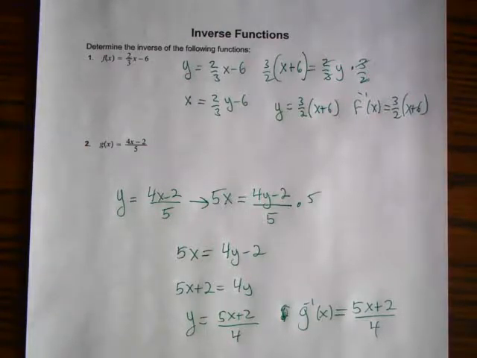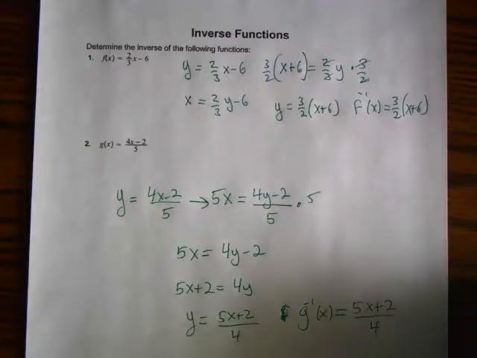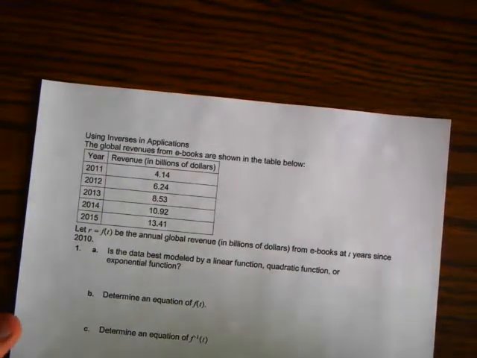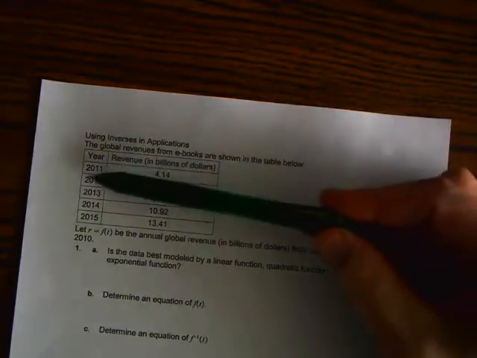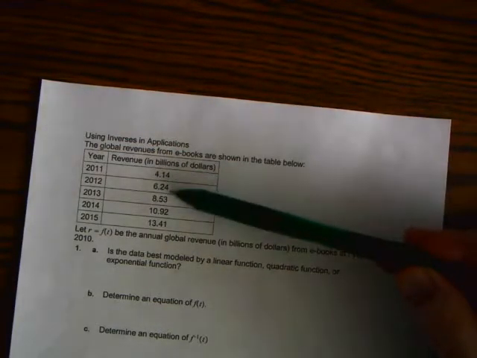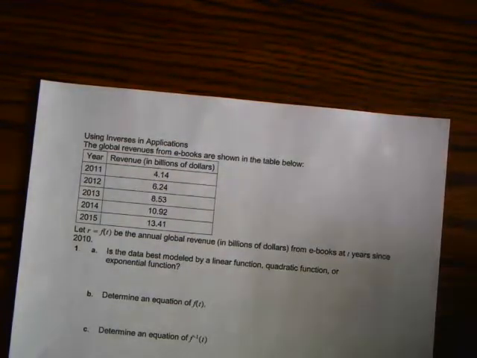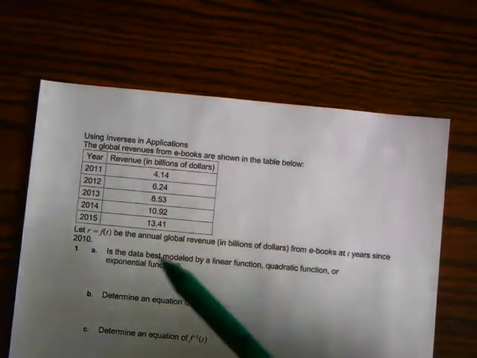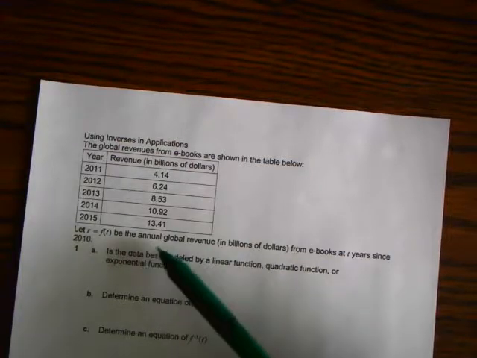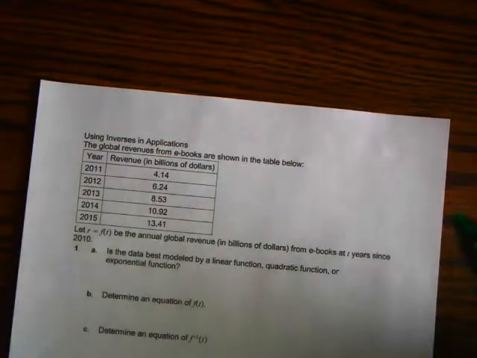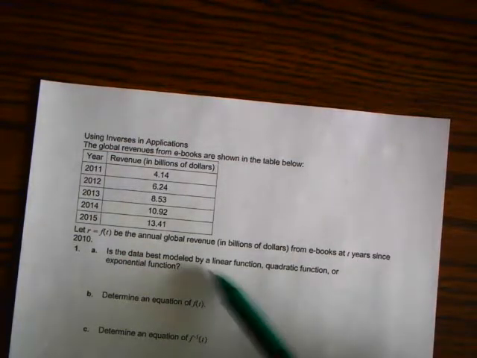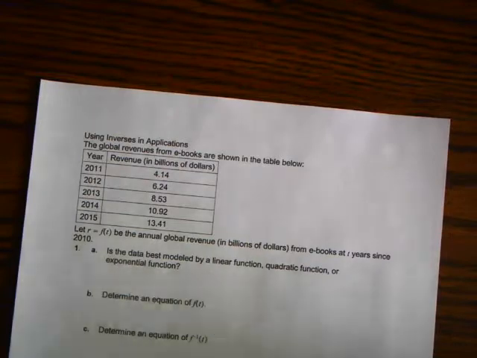All right, now things are slightly different when we deal with an application. We have one application to deal with here. The global revenue from ebooks is shown in the table below. This is from 2011 to 2015, and you can see the revenue in billions of dollars. A lot of money. Let R equal f of t be the annual global revenue in billions of dollars from ebooks, t years since 2010. Is the data best modeled by a linear function, a quadratic function, or an exponential function?